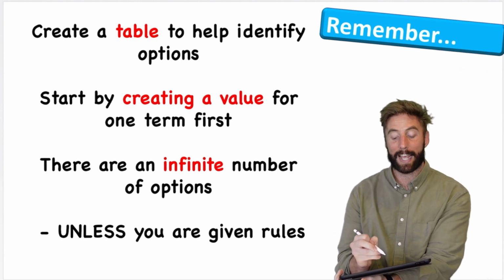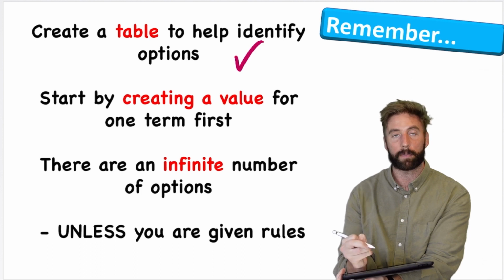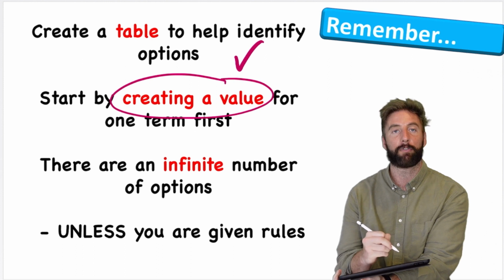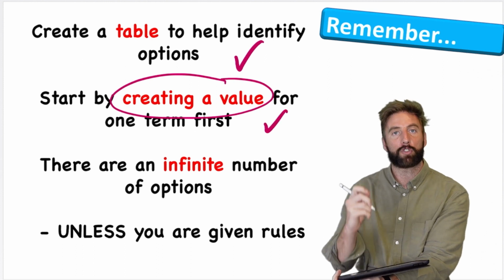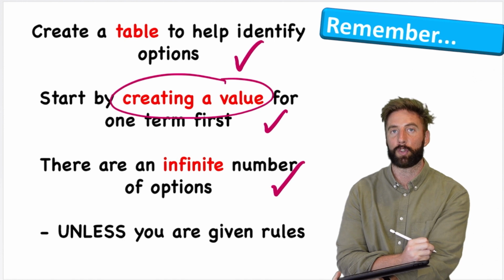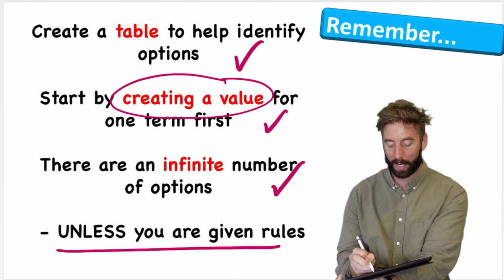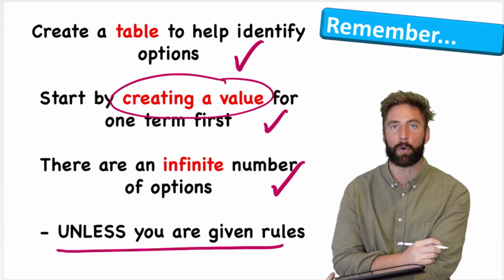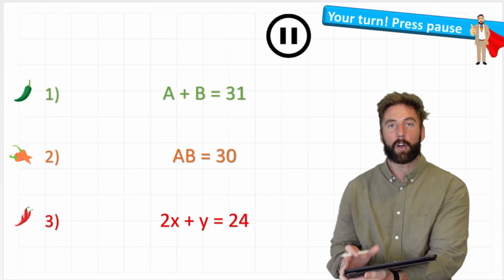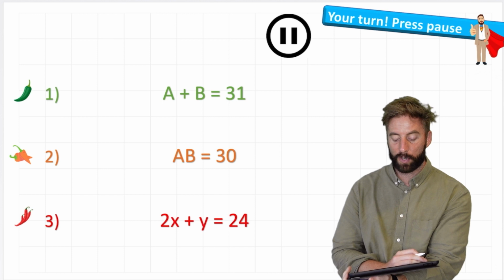First, we're going to create a table to help identify our options. Then we're going to start by creating a value for one of our terms. And we must remember that there are infinite number of opportunities and options that we can use, unless we are given a rule, like it must be a whole number, or it must be a number greater than 10, etc, etc. Okay, your turn. Here are 3 questions for you to have a little look at.